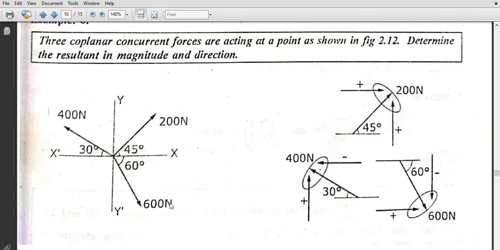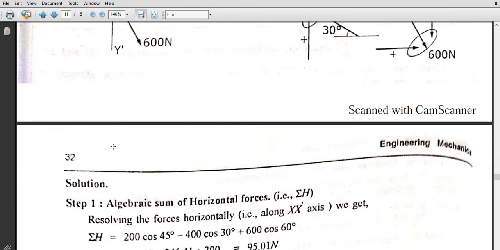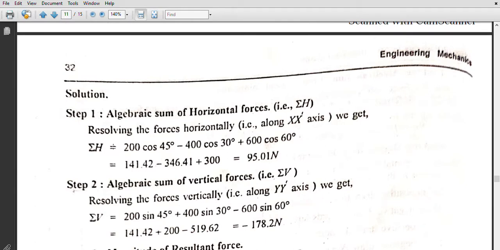A force is 600 Newton. This is 200 Newton. This is 400 Newton. The 600 Newton force is acting at 60 degree with reference to x-axis. The 200 Newton force is at 45 degree with reference to x-axis, and the 400 Newton is at 30 degree with reference to x-axis. You have to solve this sum.